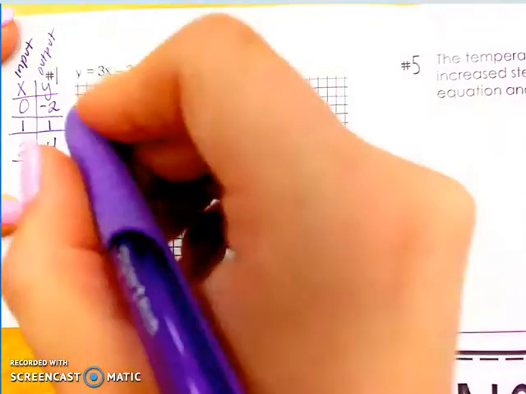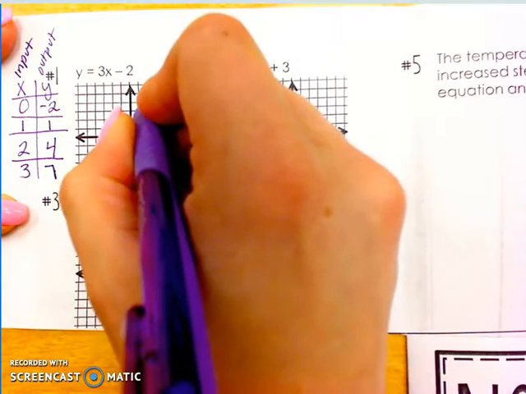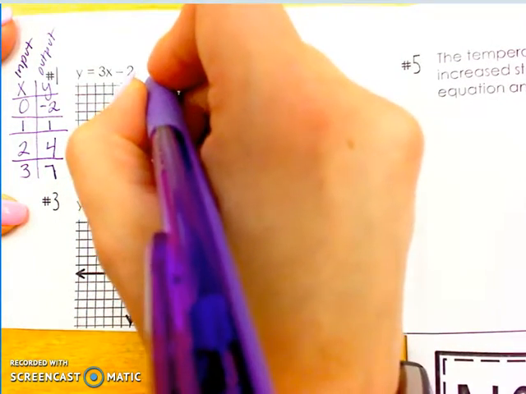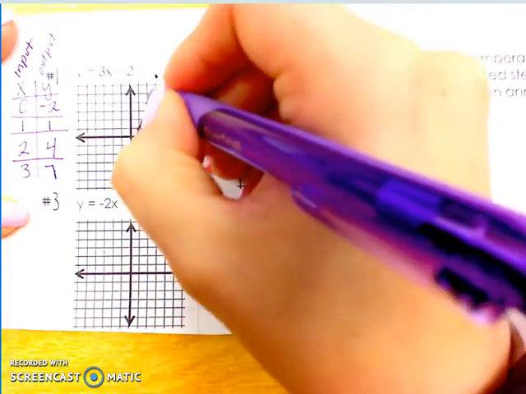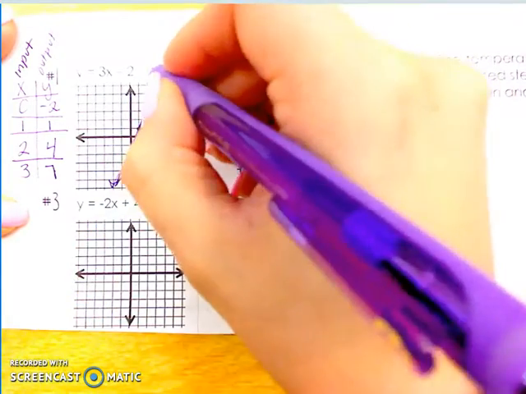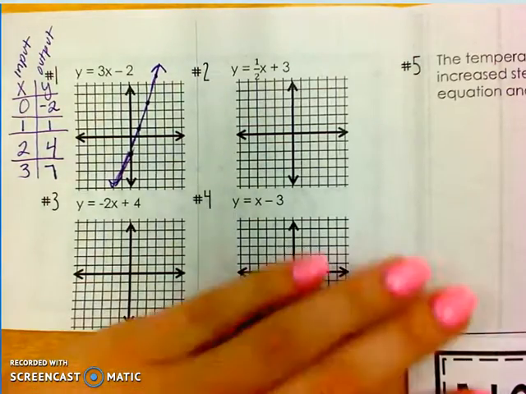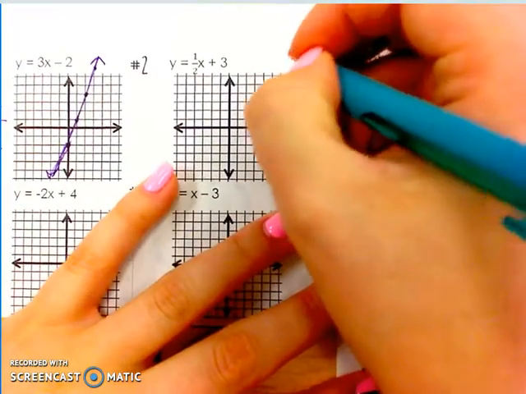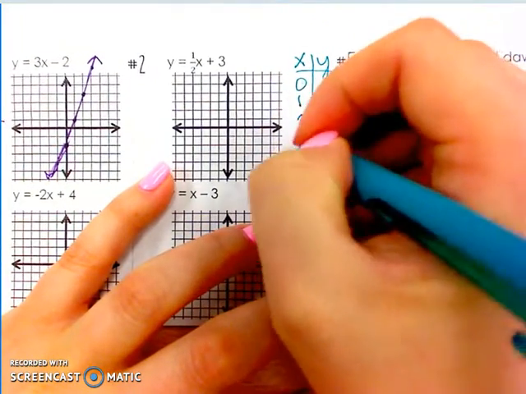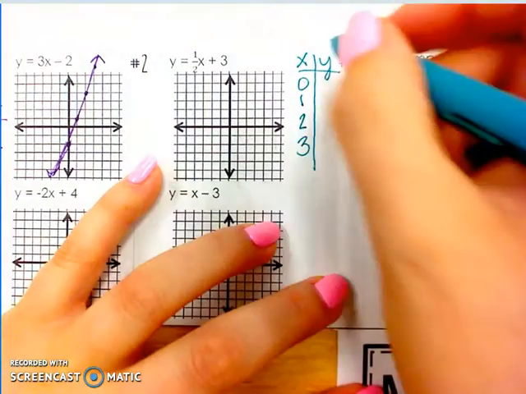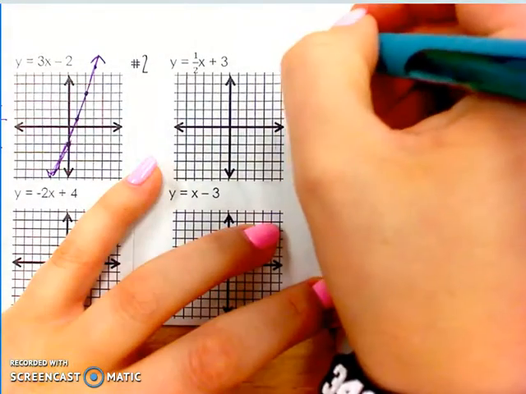And now let's graph those ordered pairs. And this, I can see, is linear because it makes a straight line. We're going to do the same thing in number 2. We're going to use the x and y values. We have x is 0, 1, 2, and 3. Now I'm just making those numbers up. I can put anything in, hence the I for input, and then the O for output.